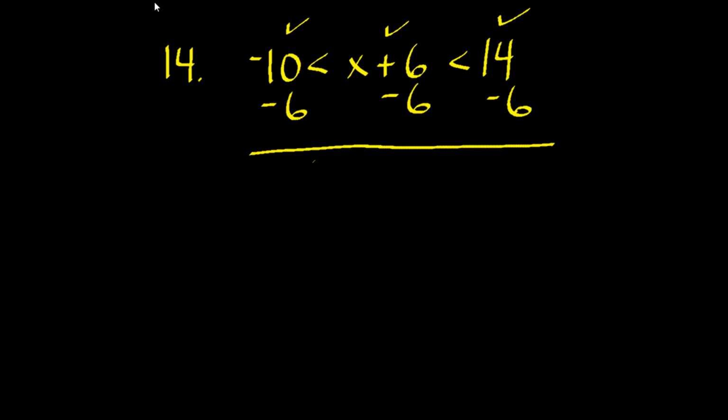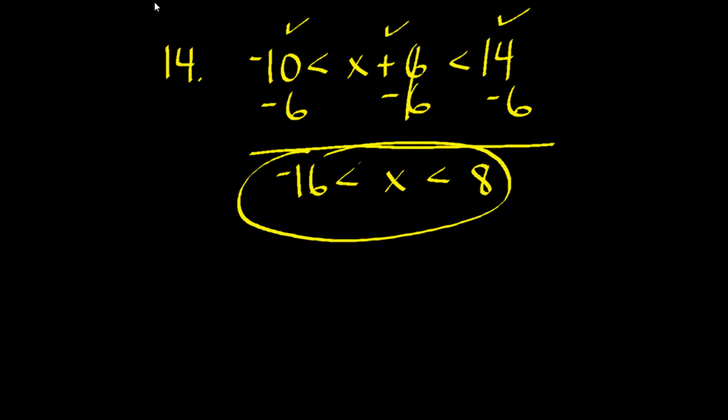-10 minus 6 is -16. Bring down the less than. 6 minus 6 cancels, giving us an x in the middle. Bring down this other less than, and 14 minus 6 is 8. This is the solution to this compound inequality.